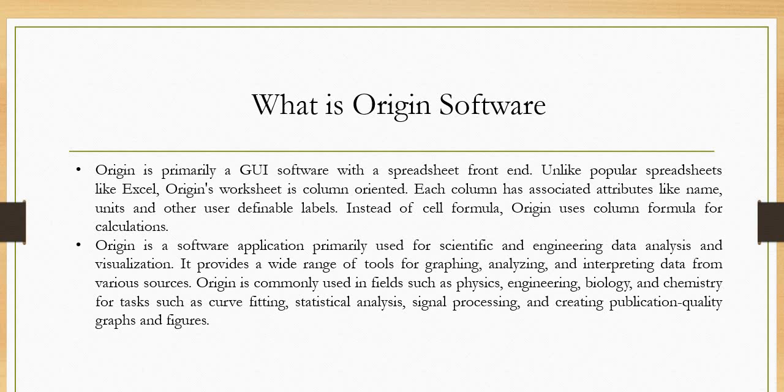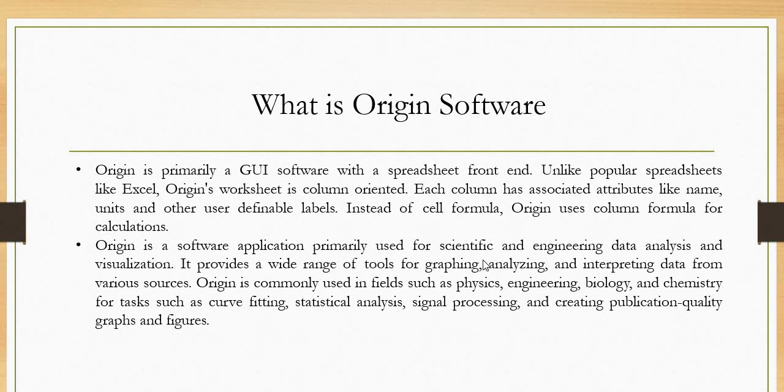Now, how and where can we use the Origin software? Origin software is basically used to analyze, graph and interpret data from various sources. Origin is commonly used in fields such as physics, engineering, biology, and chemistry for tasks like curve fitting, statistical analysis, signal processing, and creating very good publications with the help of graphs and figures.